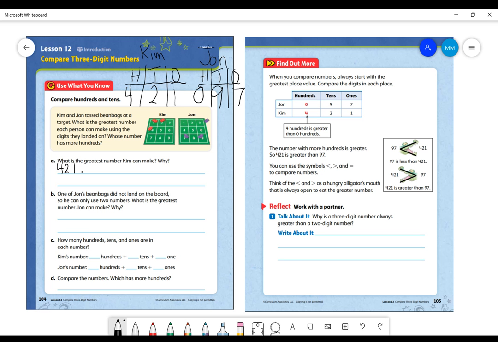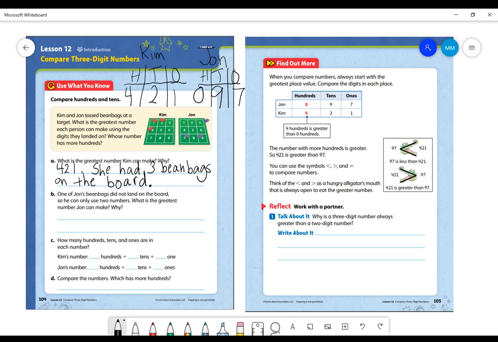Why could she make that number? How many bean bags landed on the board? 3. She had 3 bean bags on the board. So if she had 3 bean bags on the board, that means she could make what kind of number? She could make a 3-digit number.